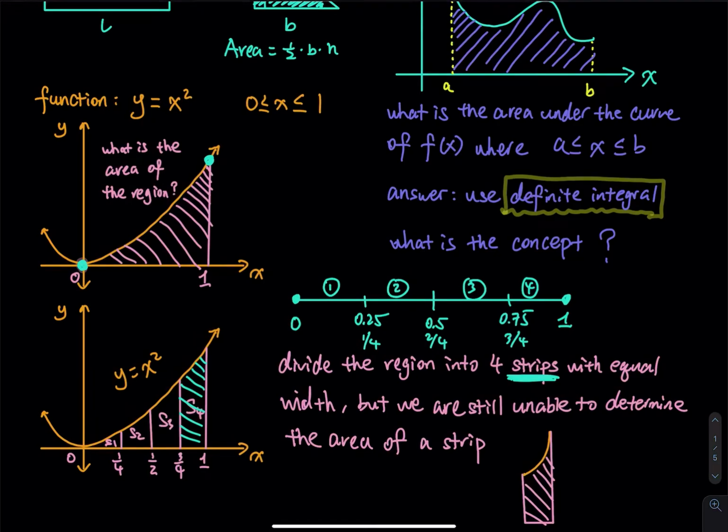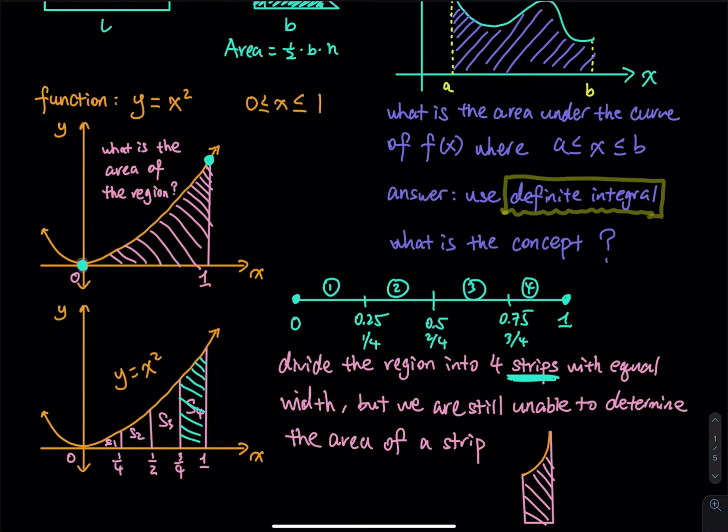Previously on my video, I talked about the area under the graph from x equals 0 to x equals 1. The function is a curve, y equals x squared, a parabola. So the region is not a triangle, and base times height divided by 2 is not going to work. But I divided the region into 4 pieces with equal width. Now, the question is, how do we approximate the area of a strip?